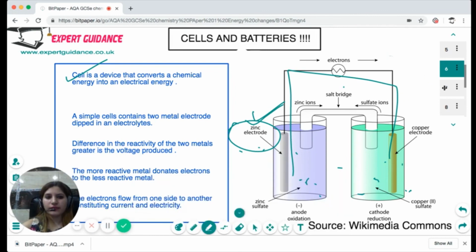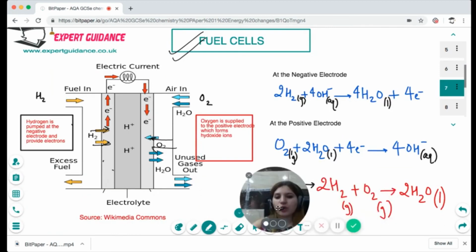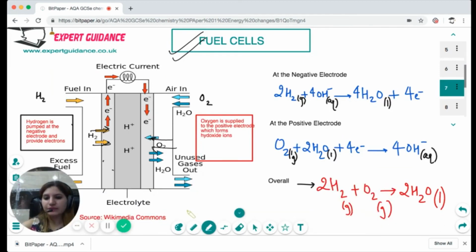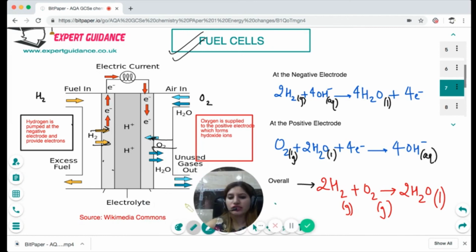Now, this is what you have in your syllabus, a fuel cell. A fuel cell is a device which again converts the chemical energy into electrical energy, but that relies on the reaction of hydrogen and oxygen to form water. So this is a setup of a fuel cell.